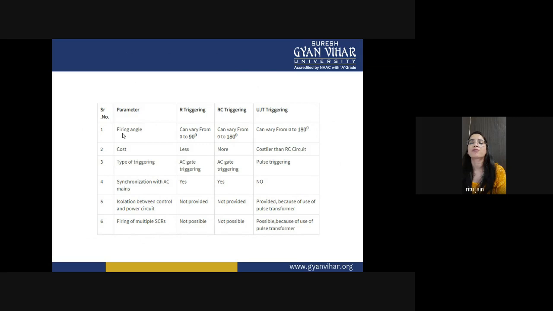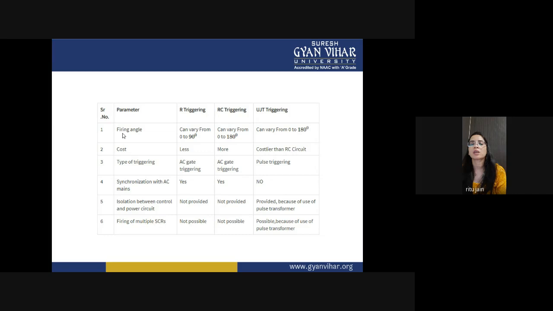Now there are types of triggering. One is your AC gate triggering, and another one is DC gate triggering. As you have seen in the diagrams of your R triggering and RC triggering, the applied voltage was AC. That's why R triggering and RC triggering are both AC gate triggering. And you know what the disadvantages of DC triggering were? We have already discussed.